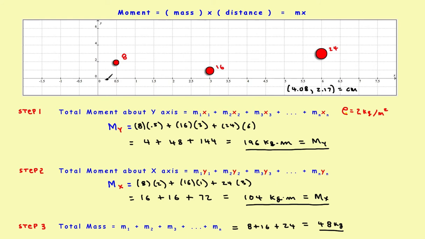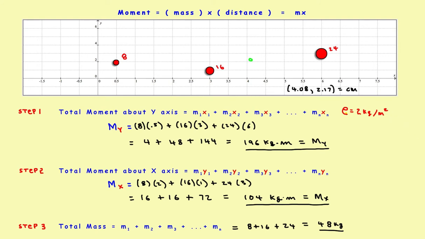So I want to go over 4.08, which is about right here, and I want to go up 2.17, which would be about right here. So there's 3, there's 2, 2.17 would be about right here. So this whole thing's going to be about right in here. We'll put a little circle that looks like that. So that's the location of the center of mass of this system.